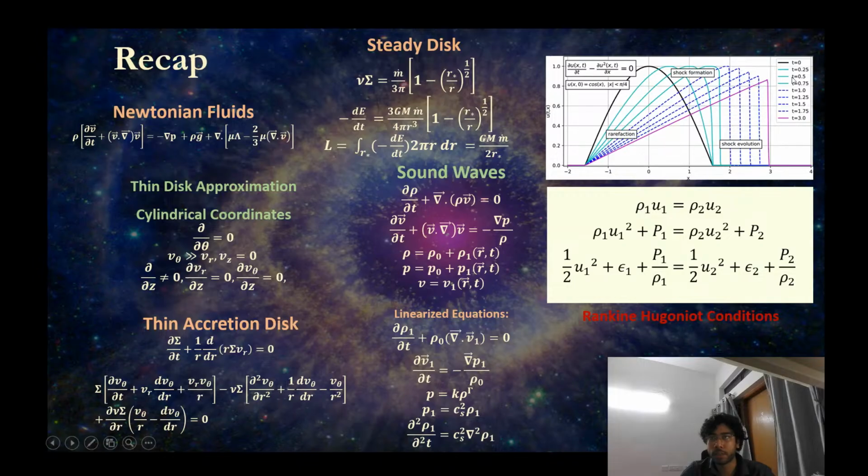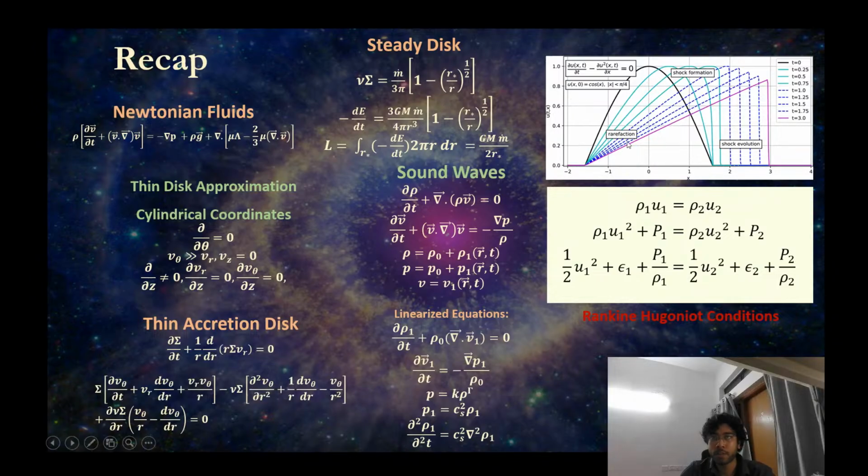This is the solution at different times. From here we understood that shocks are formed due to nonlinear perturbations in the fluid. So that is one insight that we got from here.